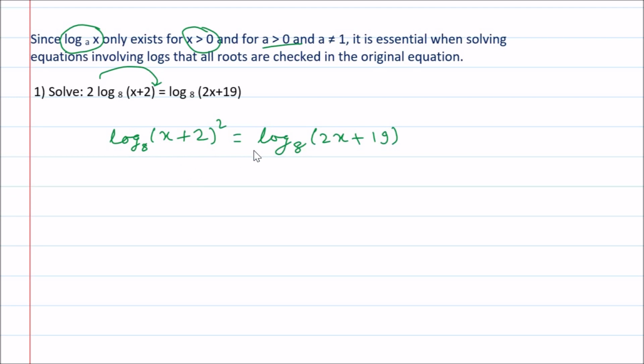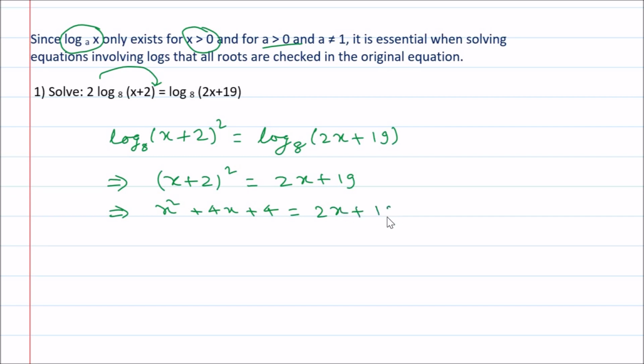Okay, now both sides have a single term in log, so the log will cancel out and we write the terms without log. So we get (x plus 2) whole squared equals 2x plus 19. Now let us expand the bracket. We get x squared plus 4x plus 4, that is equal to 2x plus 19.